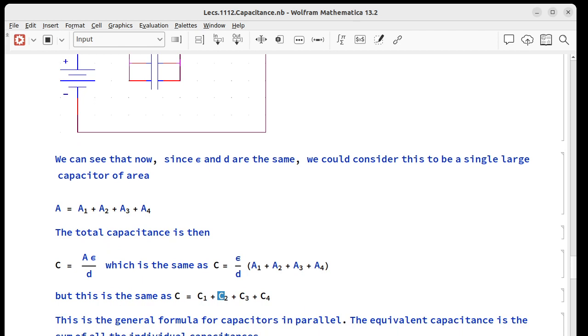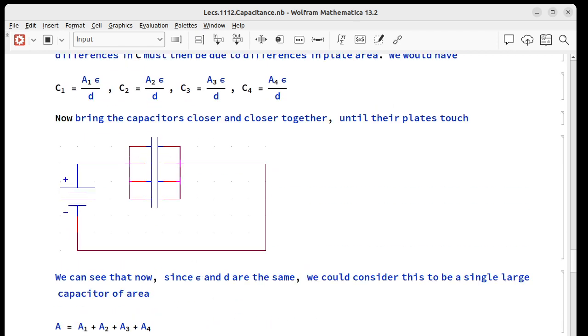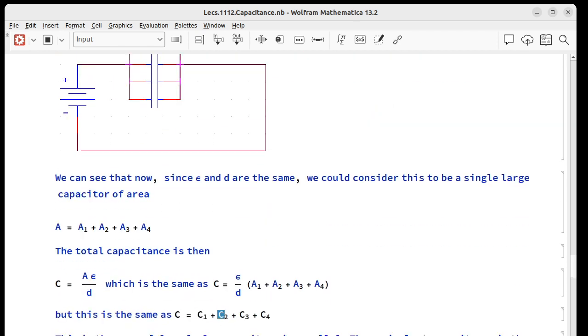We also notice all the capacitors have the same voltage between their plates since they're in parallel, and this is a general rule for any circuit elements in parallel. If they're in parallel, they have the same voltage across them.